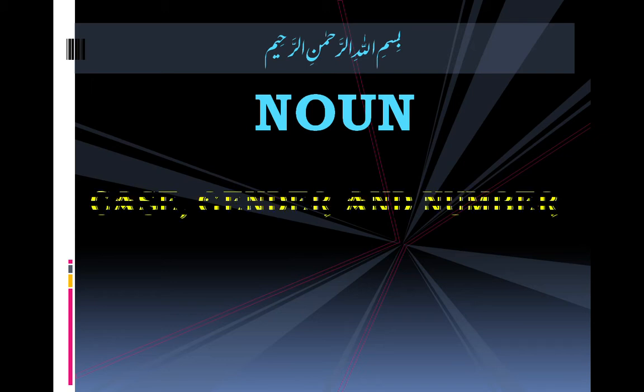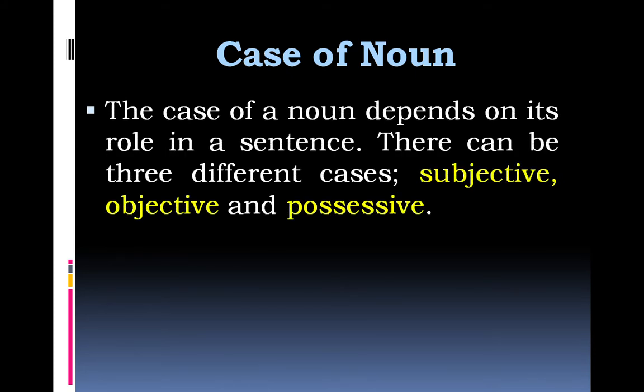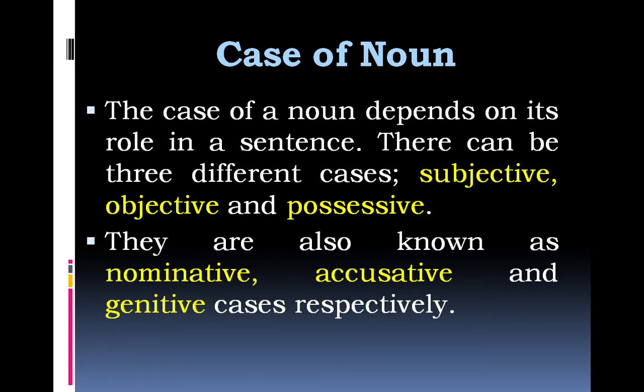In this lesson, we'll be dealing with case, gender, and number of noun. First, the case of noun. The case of a noun depends on the role of a noun in a sentence. There can be three different cases: subjective, objective, and possessive. They are also known as nominative, accusative, and genitive cases, respectively.